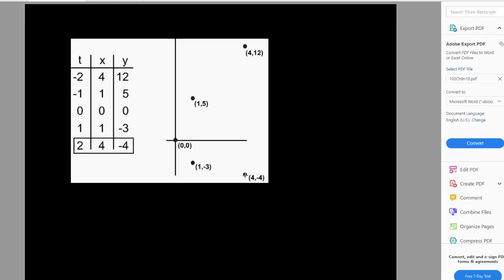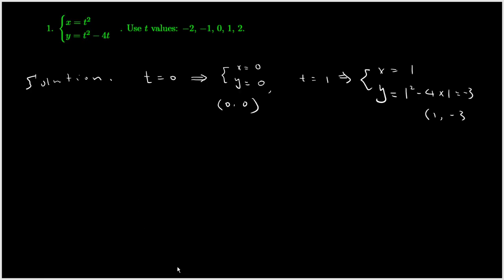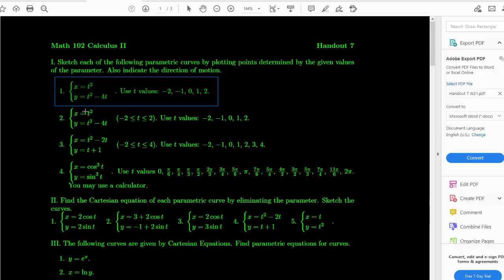A little bit of comment on parametric curve. Now look at question 2. The two parametric equations are the same. In question 2, the difference is that there is a restriction on t. t is between -2 and 2. t is greater than or equal to -2 and less than or equal to 2.